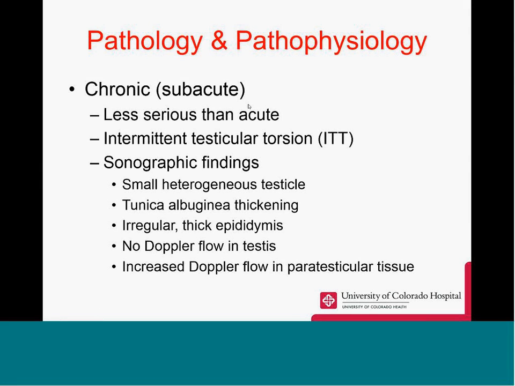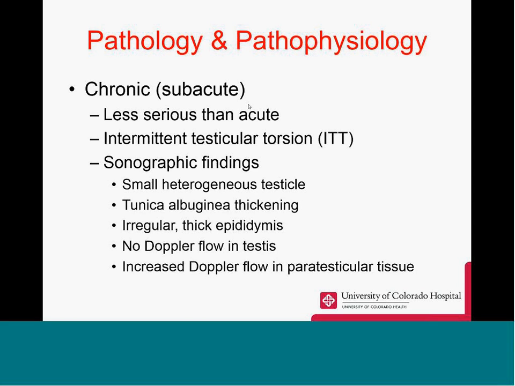We have chronic or a subacute. This is obviously less serious than acute. It can also be termed ITT, intermittent testicular torsion. On ultrasound, you're going to see a small heterogeneous testicle. This is due to a long-standing blood flow deficiency. The tunica albuginea will be thickened. You might see an irregular or thick epididymis.